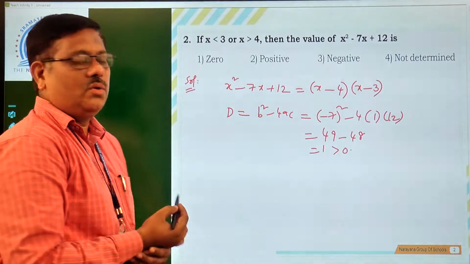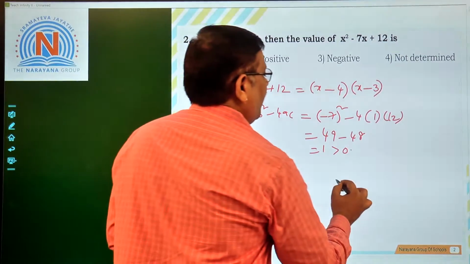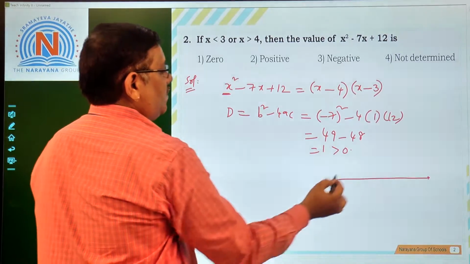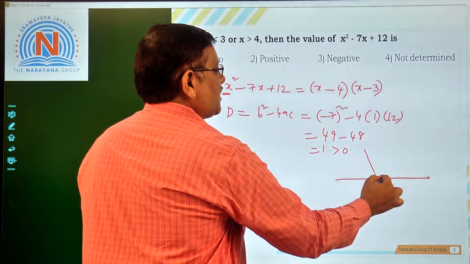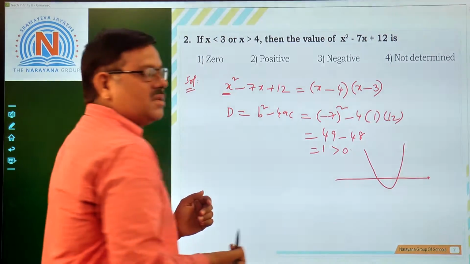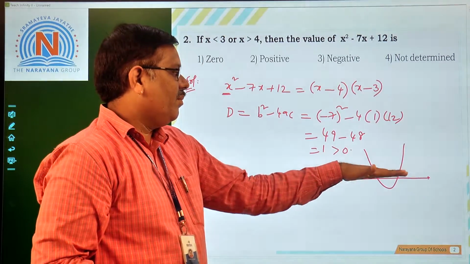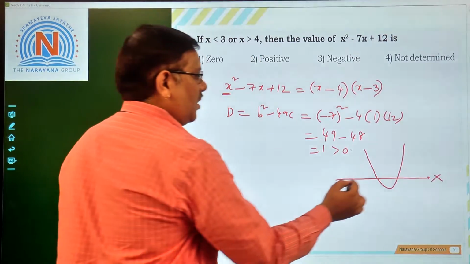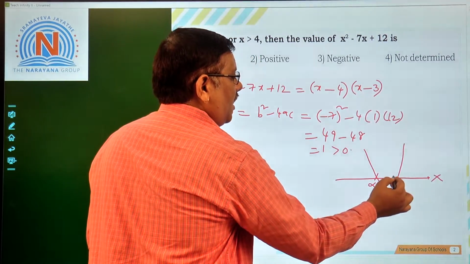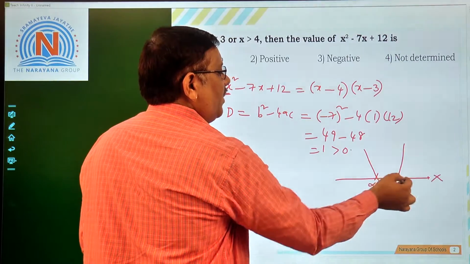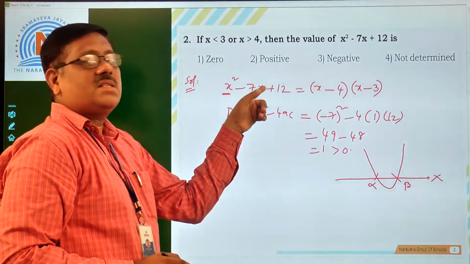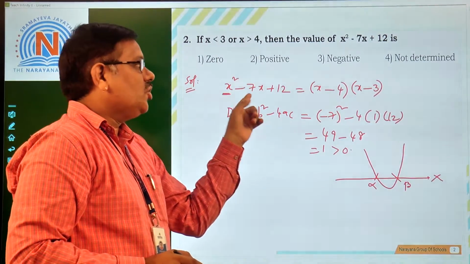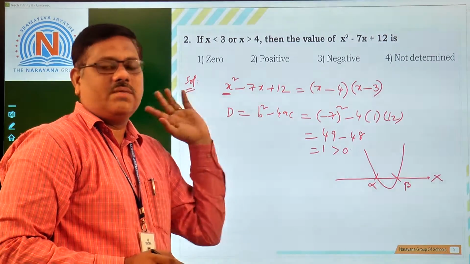If the discriminant is more than 0, how will the graph be? Again, you see the coefficient of x square is positive, so it opens upwards, and the discriminant is more than 0, meaning the quadratic graph meets the x-axis at two distinct points. What are these two distinct points? This is alpha, this is beta. Alpha and beta are the roots of x square minus 7x plus 12 equal to 0. They are the roots, or the zeros of the expression.